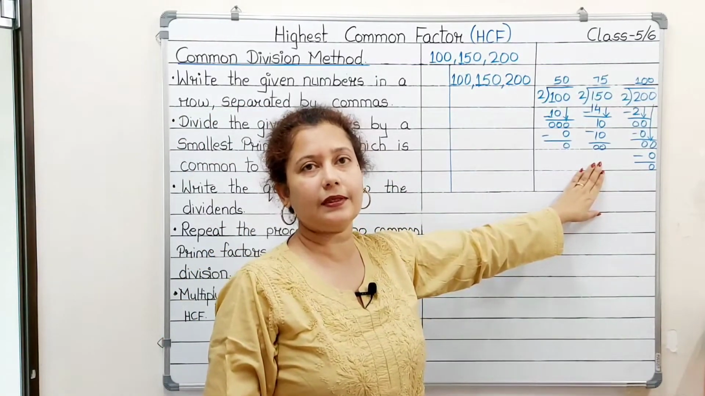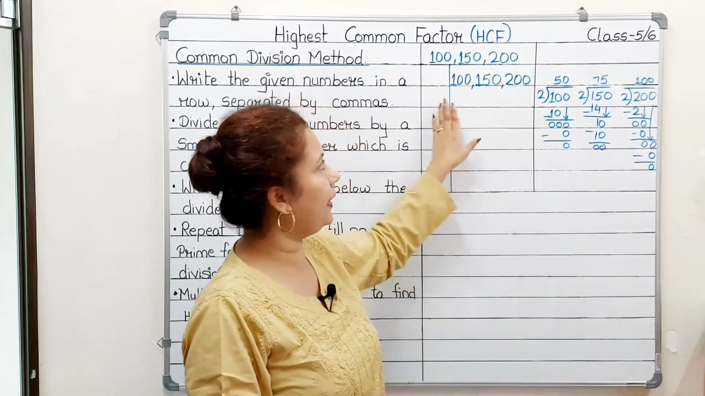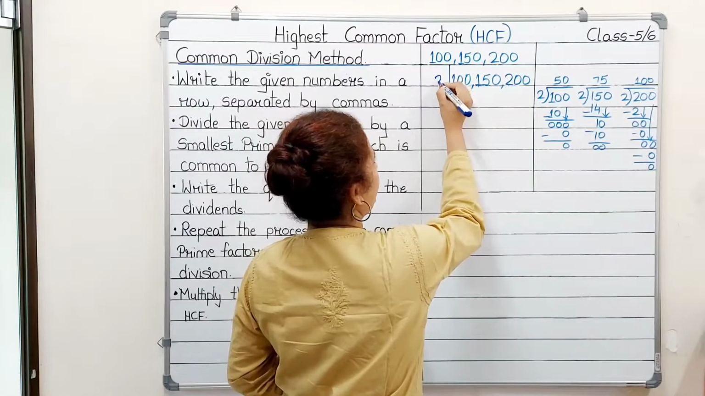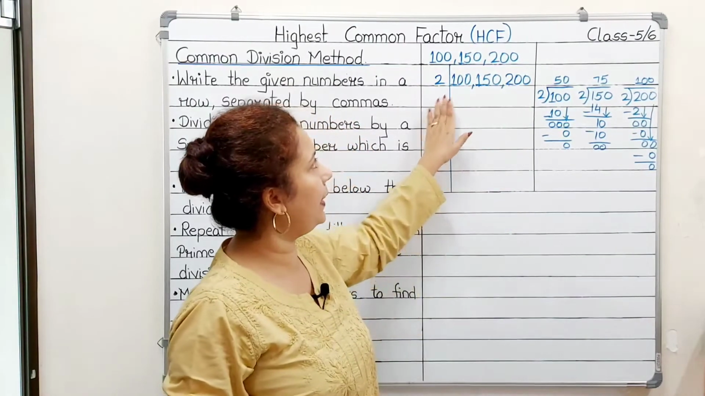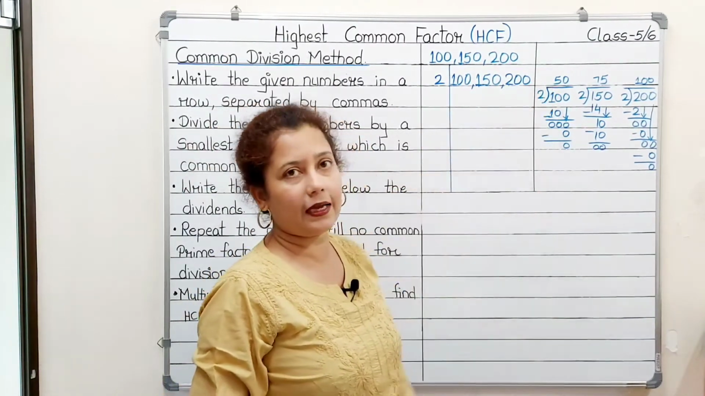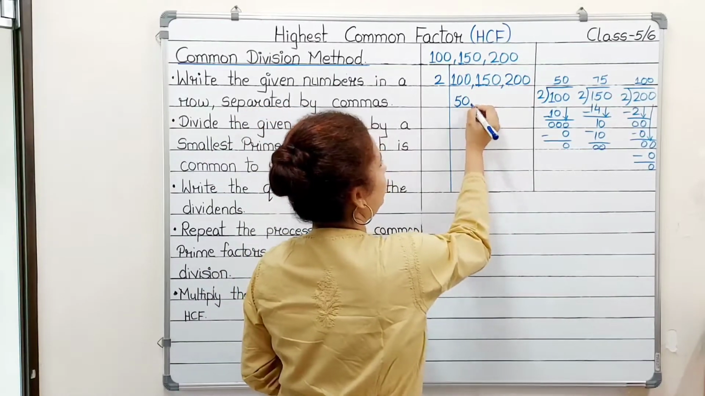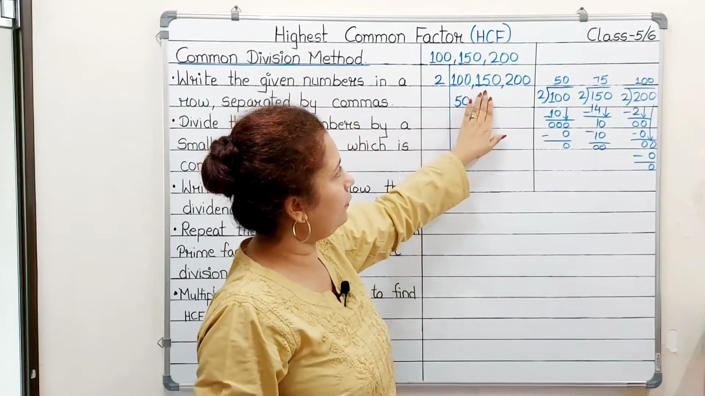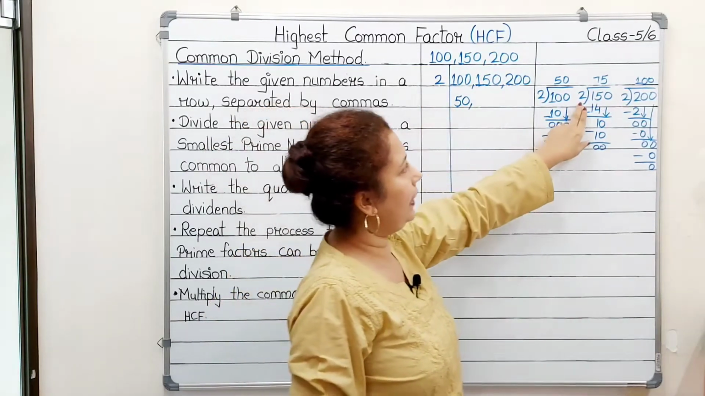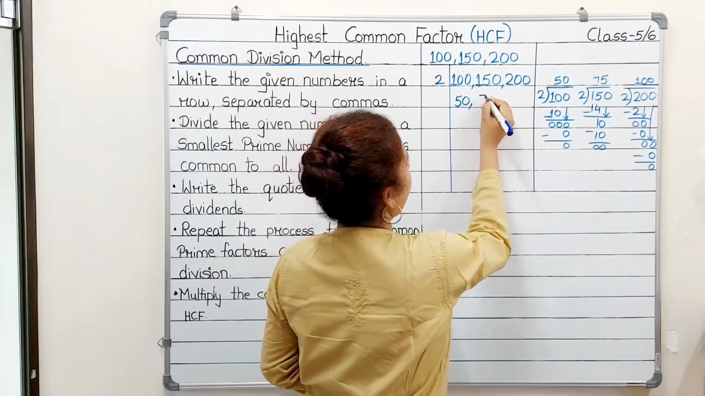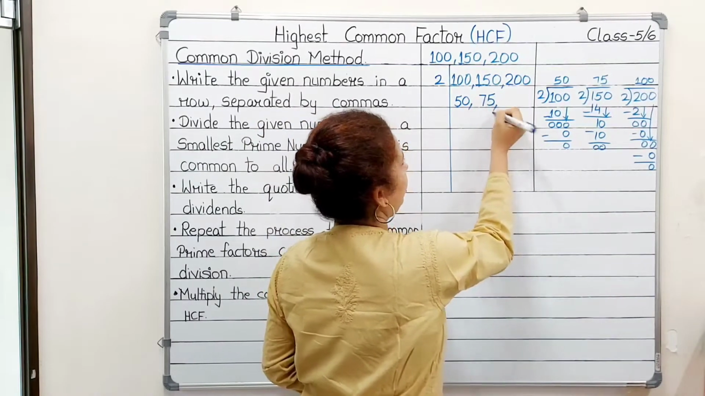Most of the students in 6th grade are able to divide it directly here. So we will divide it by 2. So when we divide 100 by 2, we get 50 as the quotient. So we will write 50 below 100. When we divide 150 by 2, we get 75 as quotient. So we will write 75 below 150.